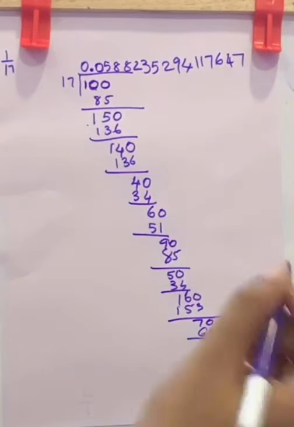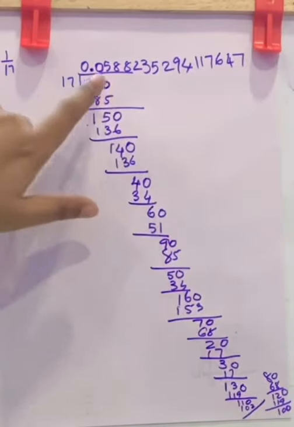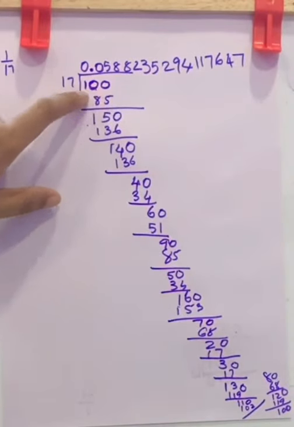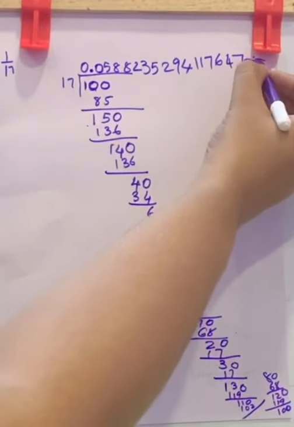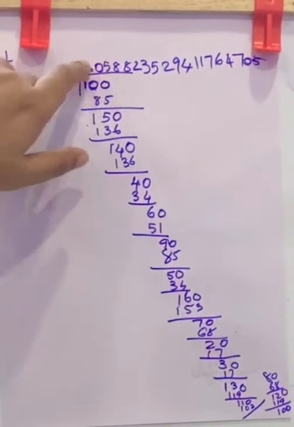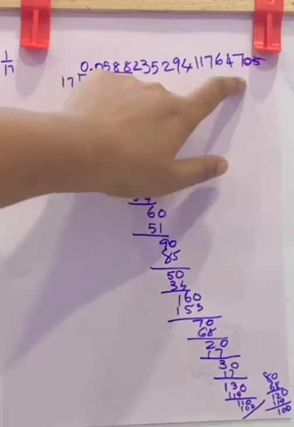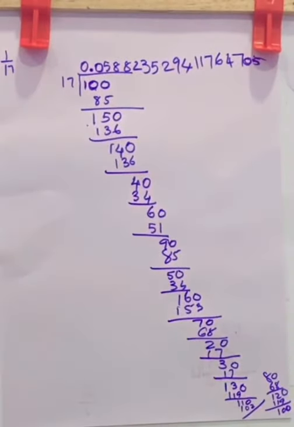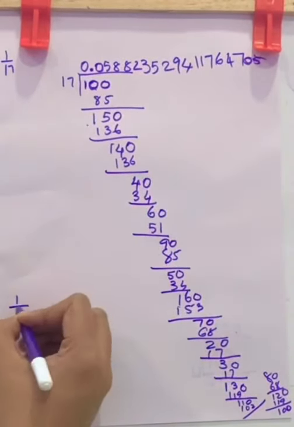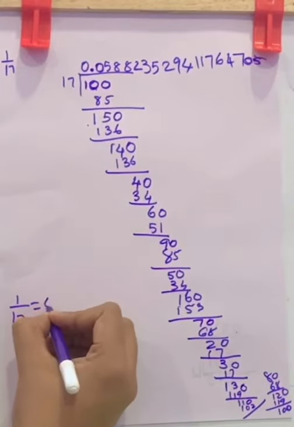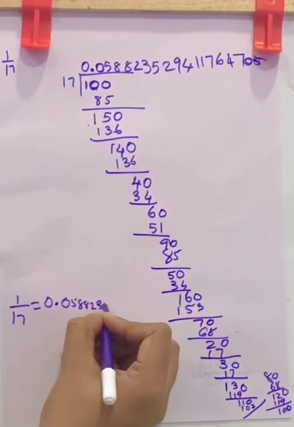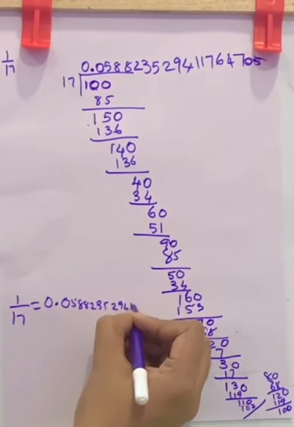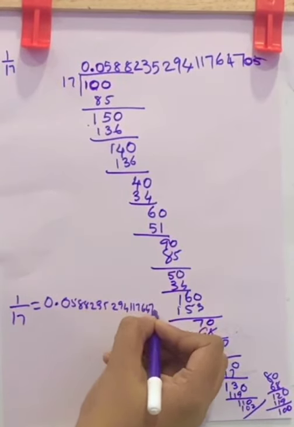And make it 100. So again 0, because it is not divisible in 10. So put a 0 here and 5. Now this many numbers are repeating. So how will you write 1 by 17? It is equal to 0.058823529411764.